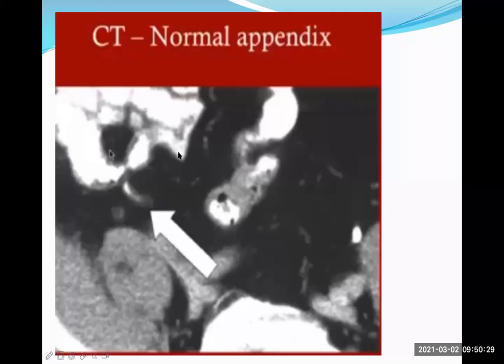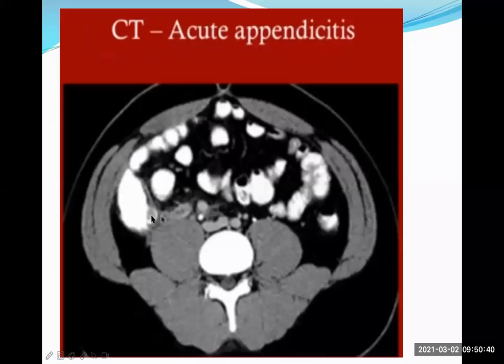Now CT scan, this is the normal appendix in CT scan. Okay, this is the appendix. See this worm-like structure here, and here. In acute appendicitis, this is swollen. See this, it is acutely swollen here. Okay, this is the structure.